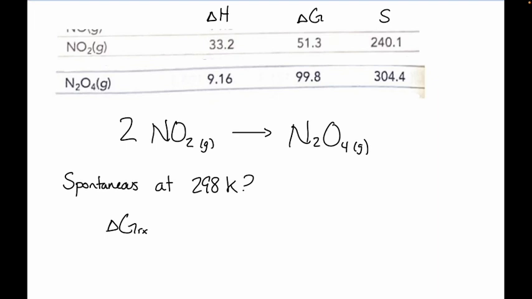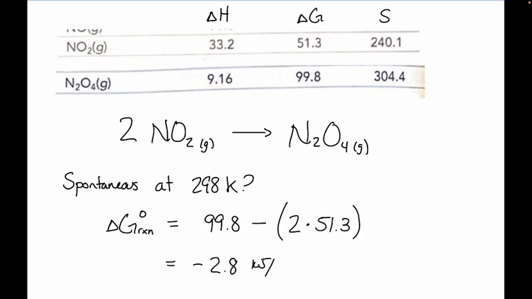So my delta G naught at 298 is going to be my products, my 99.8, minus my reactant times that stoichiometric coefficient. So minus 2 times the 51.3, I get a delta G of negative 2.8, and again, those units are kilojoules per mole. So is this reaction spontaneous at room temperature? Yes, I have a negative delta G.